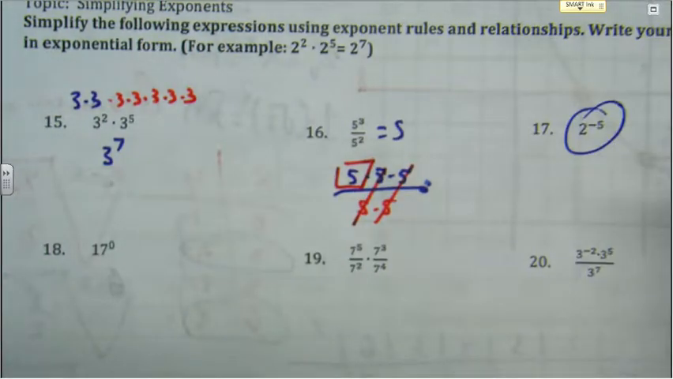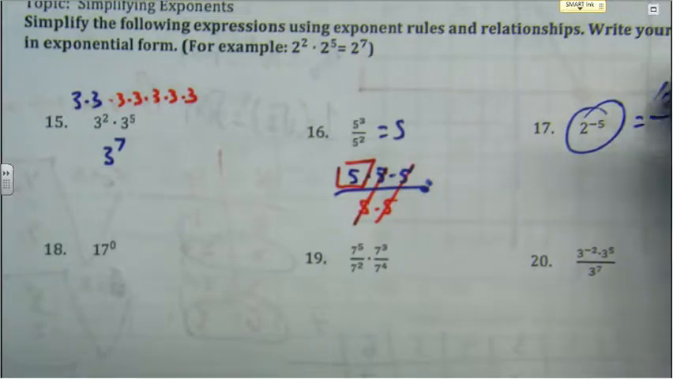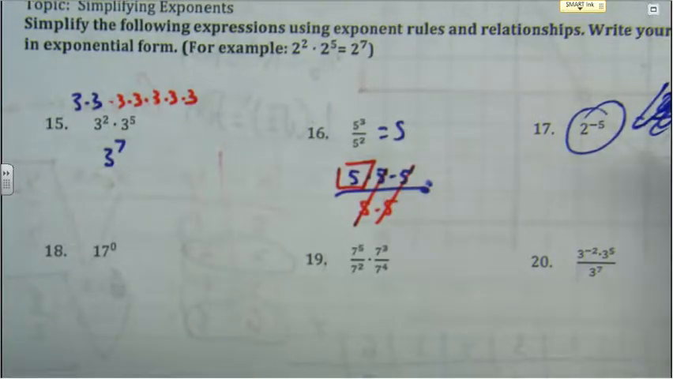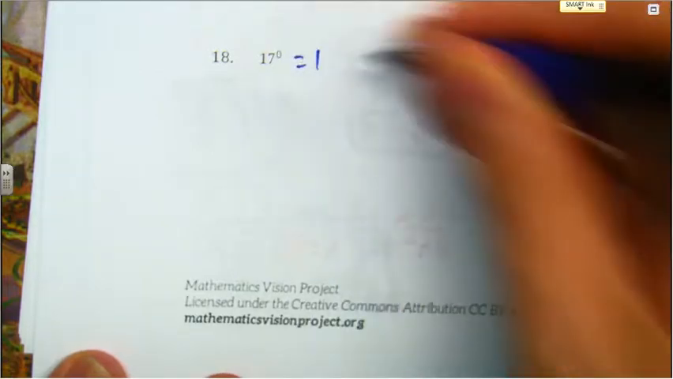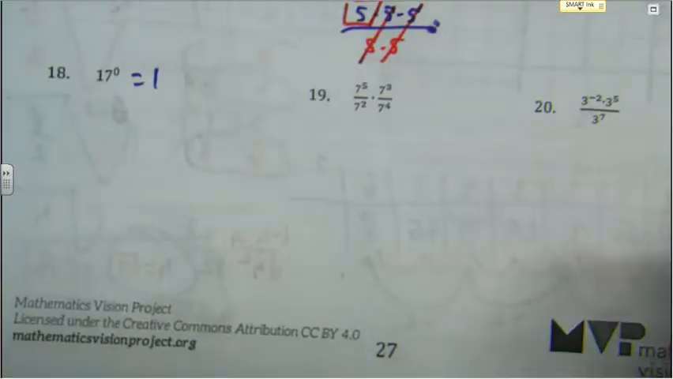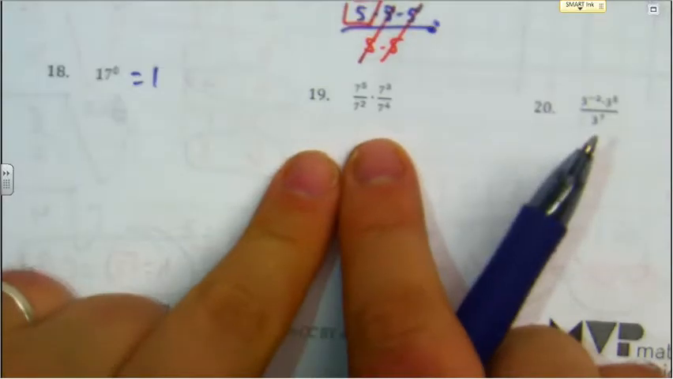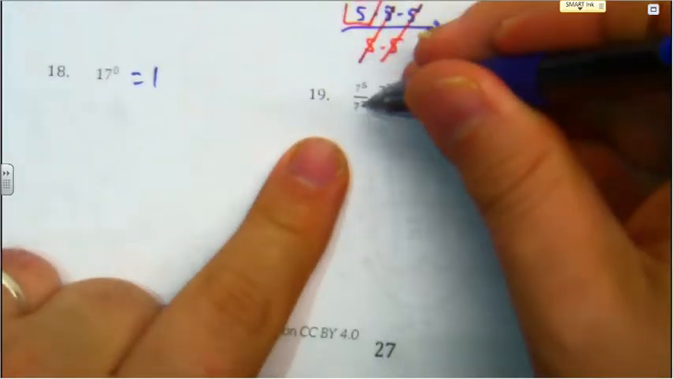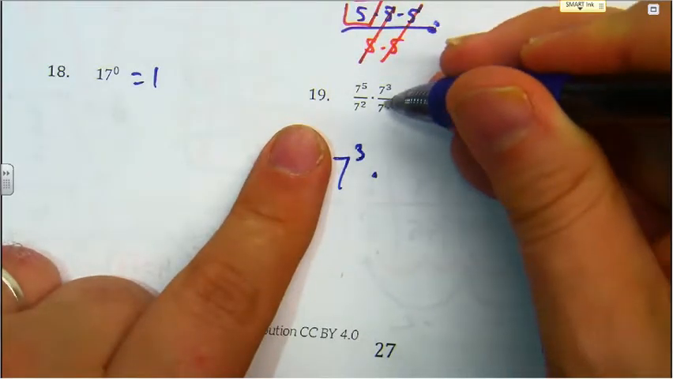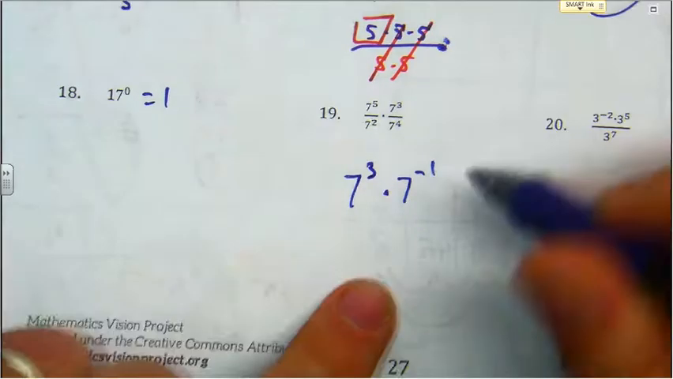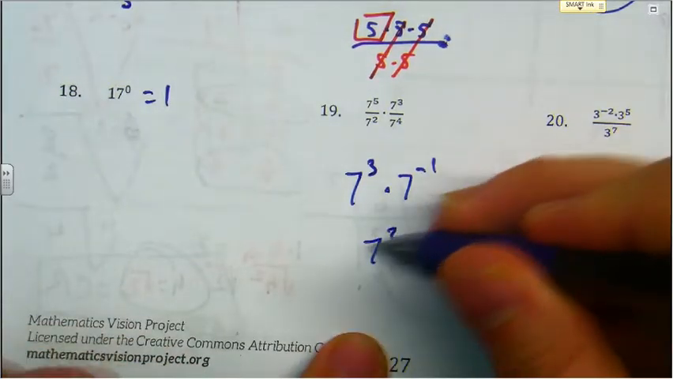2 to the negative 5, anytime we have a negative exponent, that just means we put it in the denominator. So this is the same as 1 over 2 to the 5th. Anything to the 0 power by rule is 1. This one is combining both 15 and 16. So 7 to the 5th divided by 7 to the 2nd means 5 minus 2 is 7 to the 3rd. 7 to the 3rd, 7 to the 4th, 7 to the minus 1. We add these together, 7 squared.